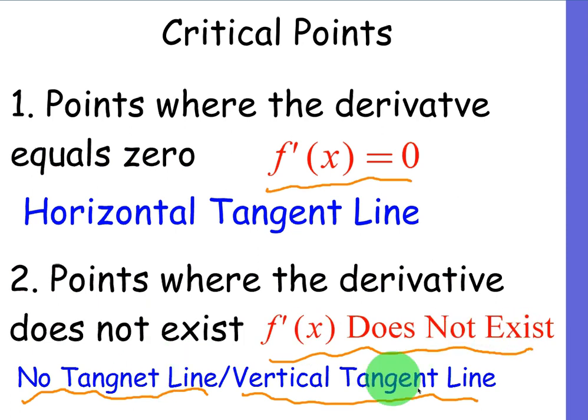Now, that's twofold in and of itself. So either no tangent line at all or a vertical tangent line. So there you have it. A critical point is a twofold definition. It's where the derivative equals 0 or the derivative does not exist. You have to understand that a critical point has a two-part definition, okay?